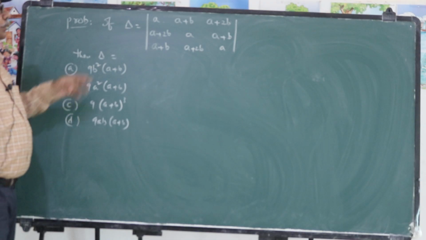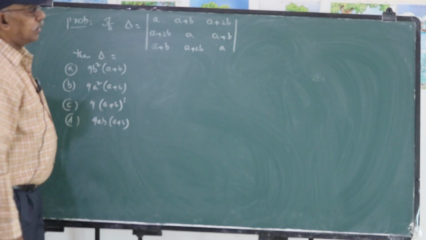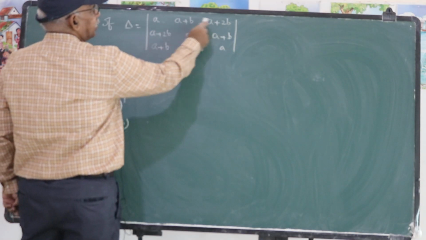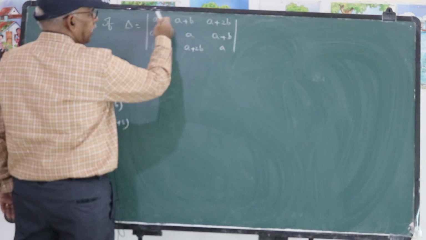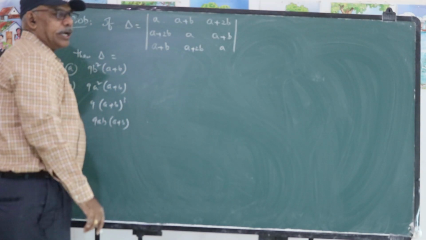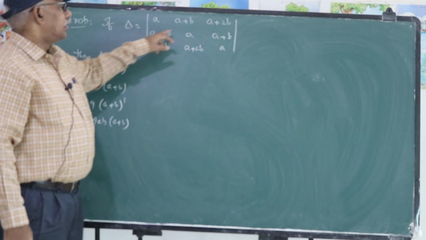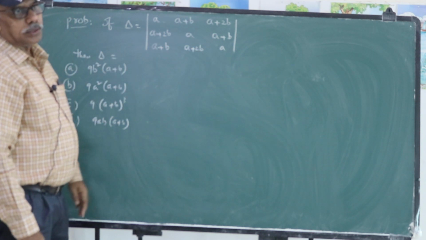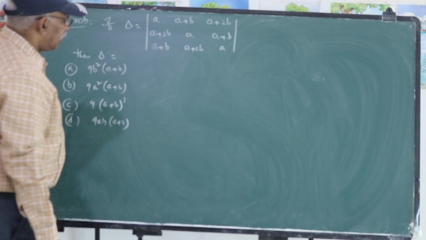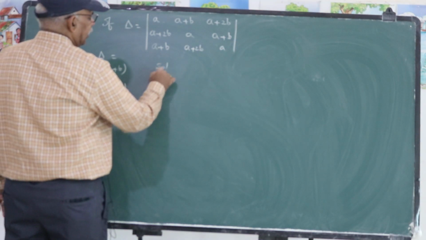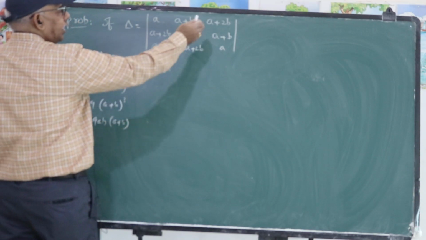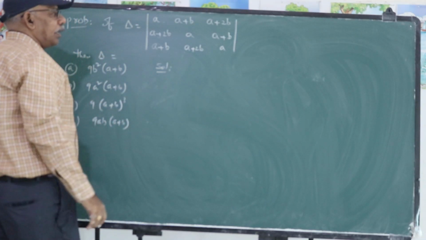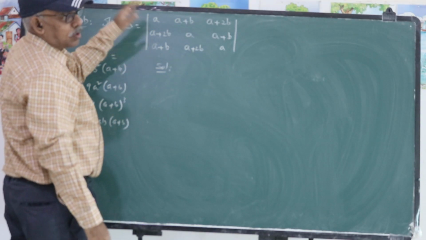Once you observe this determinant delta, the first row consists of the elements a plus b, a plus 2b. The same elements are rearranged in R2 and R3. That should be observed here. So in such a case, to evaluate this determinant, add the elements either column wise or row wise.